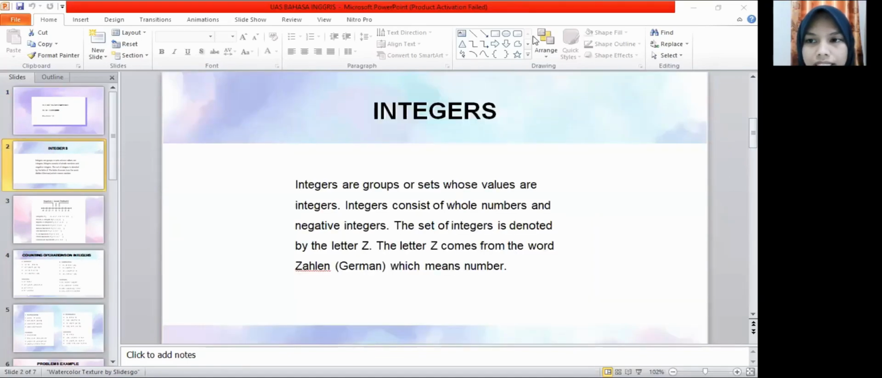I will explain the material about integers. Integers are groups or sets whose values are integers. Integers consist of whole numbers and negative integers. The set of integers is denoted by the letter Z. The letter Z comes from the German word Zahlen, which means number.